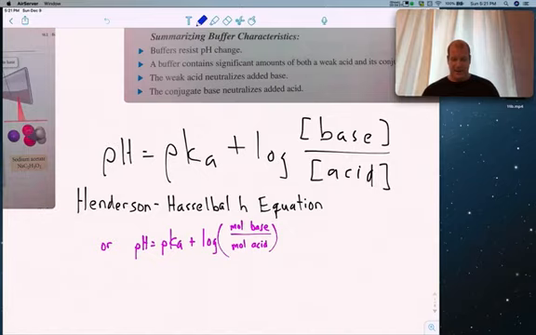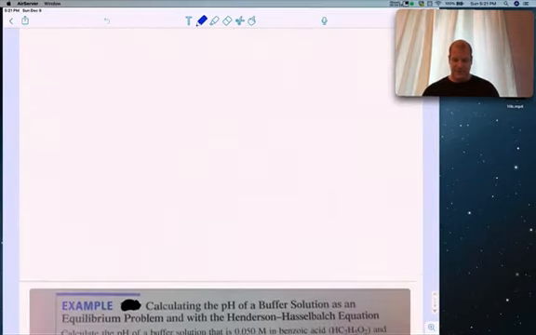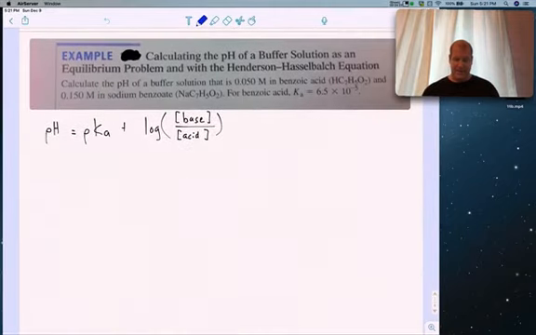It's a very, very useful equation. You use this in many classes, many biology classes as well. So let's do this. Calculate the pH of a buffer solution that's 0.05 molar benzoic acid and 0.150 molar in sodium benzoate. The Ka for benzoic acid is 6.5 times 10 to the minus 5. So the pKa is minus the log of the Ka, 6.5 times 10 to the minus 5.